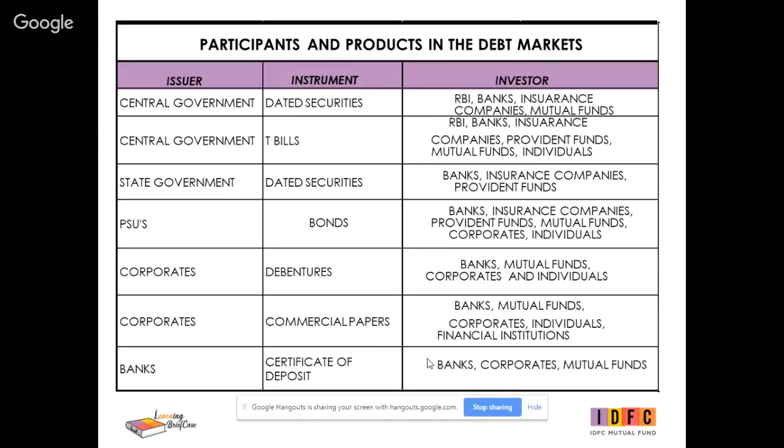So let me reiterate. We have different types of instruments. We have different types of borrowers, and we have different types of lenders. When we speak about debt markets, what we are speaking about is this connection between borrowers and lenders. This connection between borrowers and lenders happens in a formal marketplace. When we talk about debt markets, it is this formal marketplace which we are going to talk about. Today specifically, we are going to talk about a little longer dated papers. When we say longer dated papers, papers which have a little longer maturity.